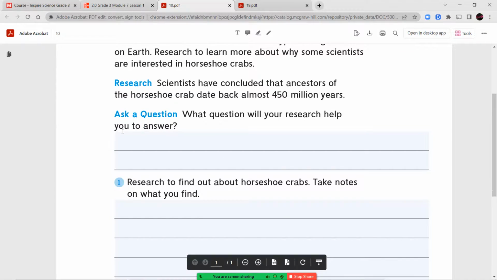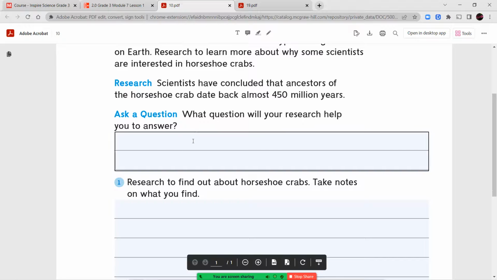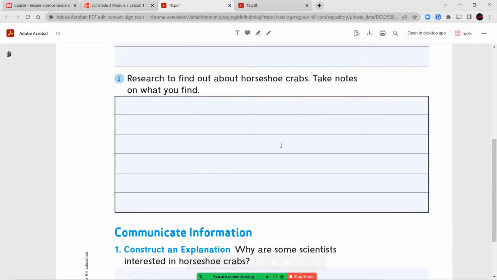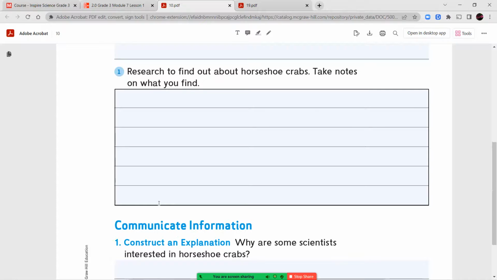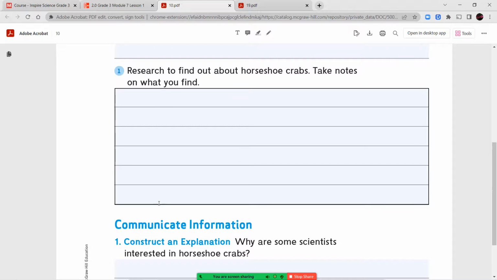What question will your research help you to answer? So what would you like to find out about horseshoe crabs? You're going to list your question here. For number one, it says research to find out about the horseshoe crab and take notes about what you find. Please use neat handwriting. Check your spelling and grammar whenever you're writing.